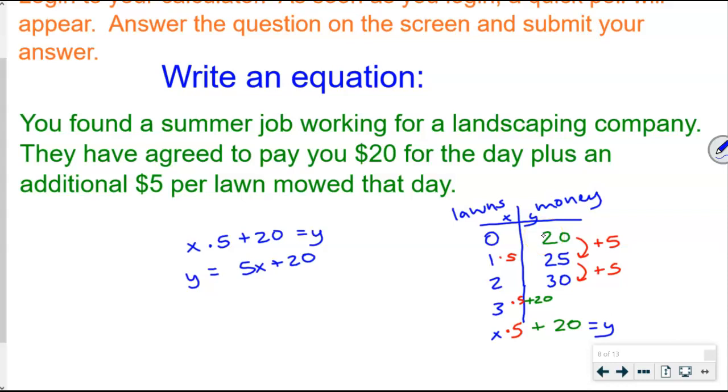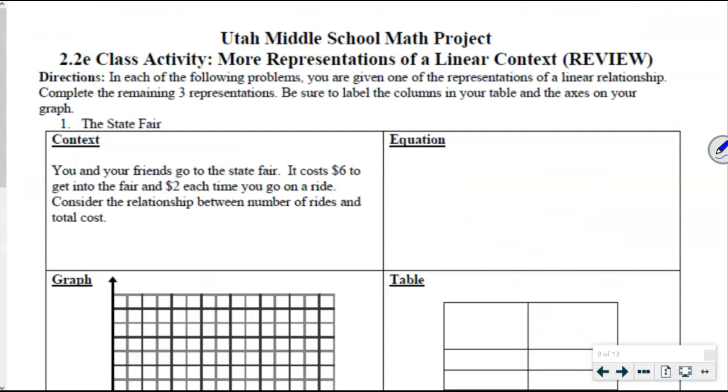So here is what we're working on today. All right, so in this lesson, more representations of a linear context. What I want us to do is tie in all of the different ways that we can represent a linear relationship, and build through them, increasing our fluency. So let's flip through this packet and you can see what we've got going on.